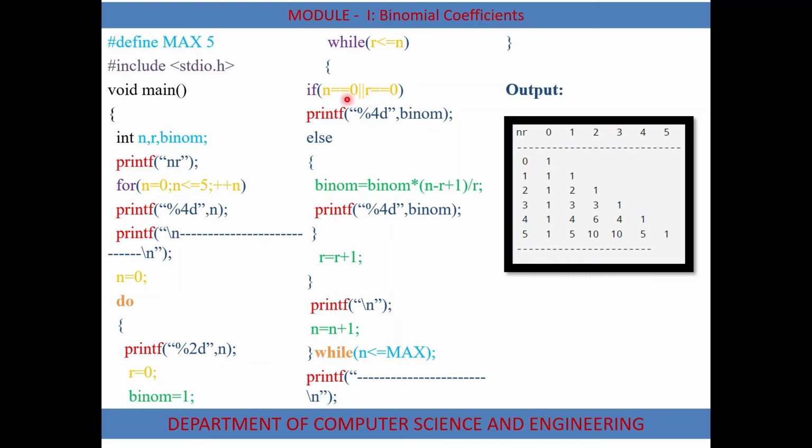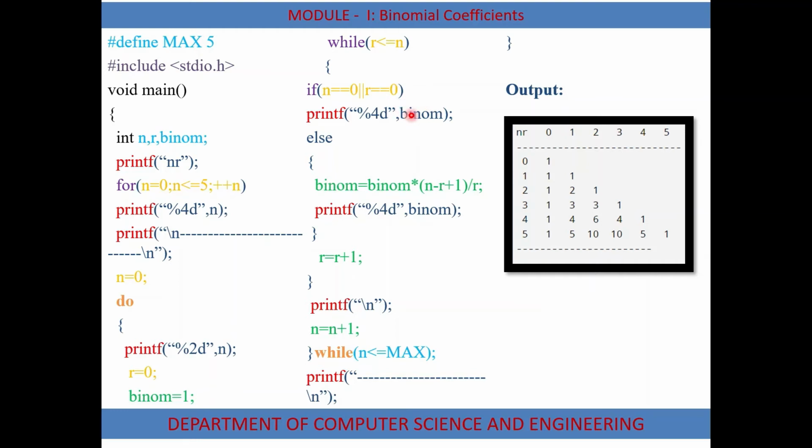If any one of the sections is true, then the resultant is true. Now if n equal to 0, what is the value of n? That is 0. If 0 equal to 0 or r equal to 0, r is also 0, 0 equal to 0, then print the value of binomial. Yes, here 0 equal to 0 and 0 equal to 0. Yes, this condition is true. So print the value of binomial.